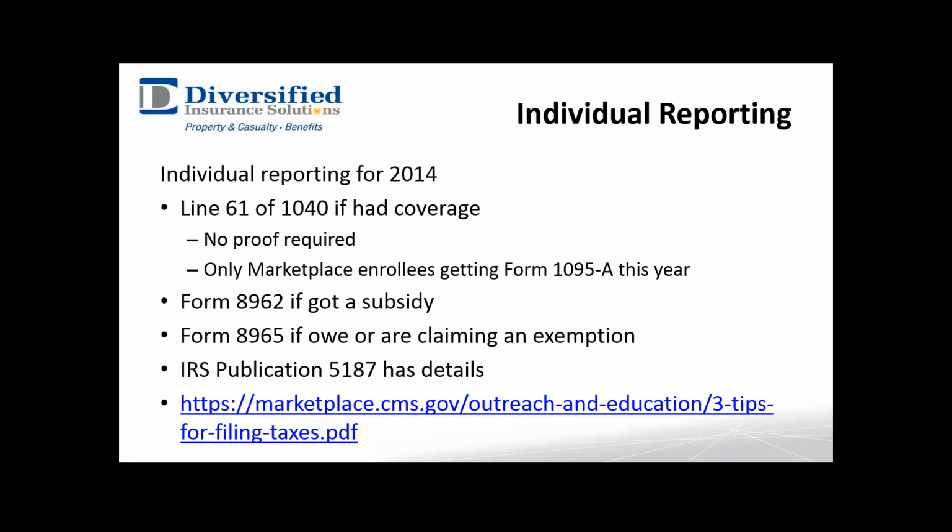You would just check the box that yes, you did. You can see on here that Form 8965 is if you owe or are claiming an exemption, meaning that you got too much subsidy and you owe back, or you're claiming an exemption to say you shouldn't have to do this. There's a separate form needed for that.